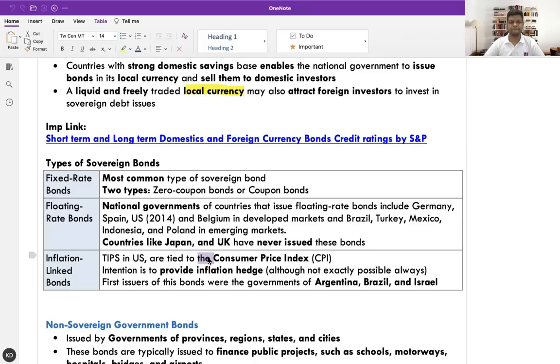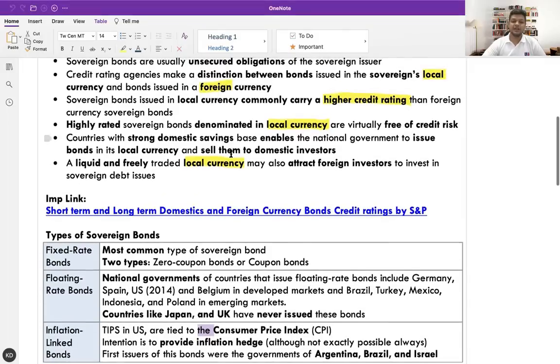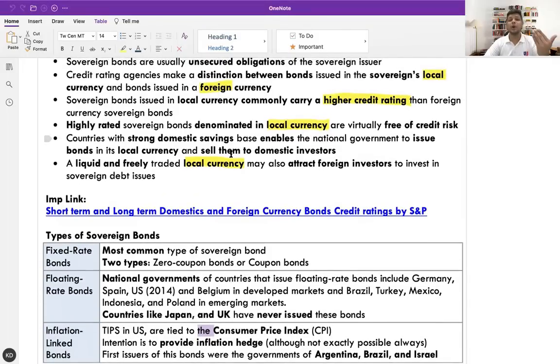Clear, everyone? Okay. Now, one more thing I would like to display here: when governments come up with a bond issue, credit rating agencies do rate them. But these rating agencies also look at whether the bond issue is for short term or for long term.